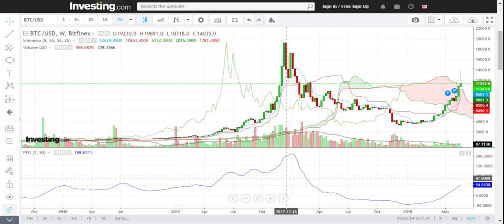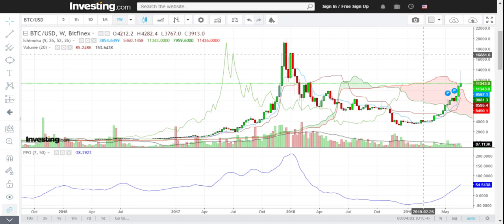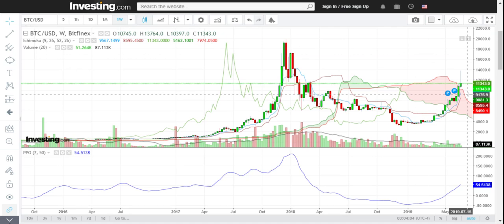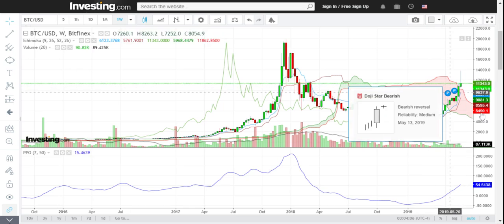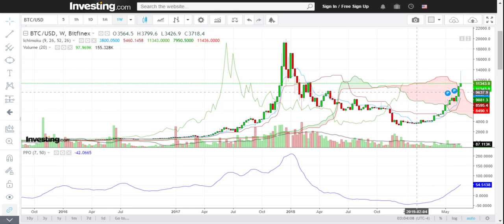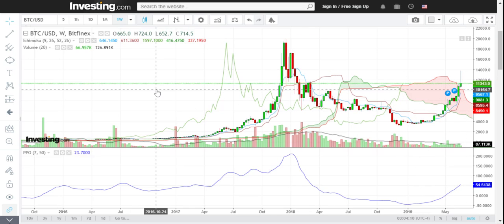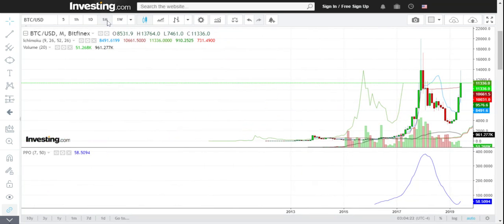Maybe we will have a long white candle breaking up above the Ichimoku cloud. So anyway, what is interesting here is that we have the resistance created by the Ichimoku cloud. So let's see if in the upcoming weeks we will have a break above the Ichimoku cloud. Okay. What about the monthly chart?